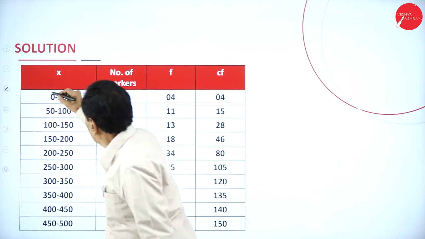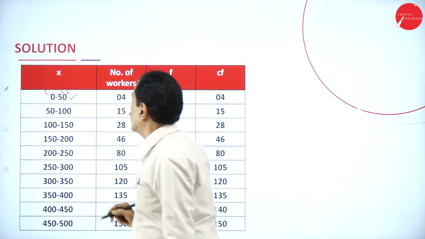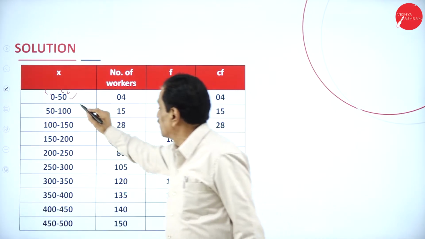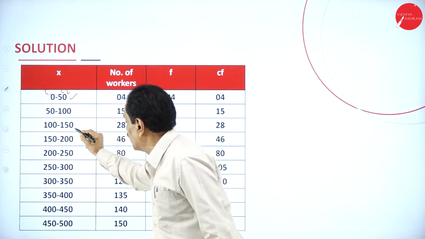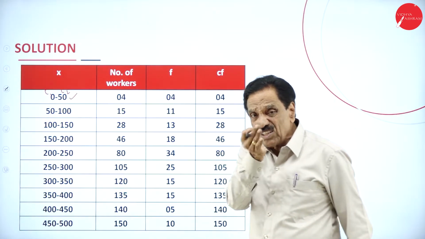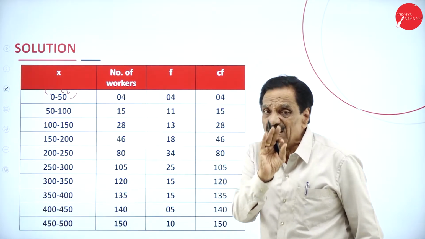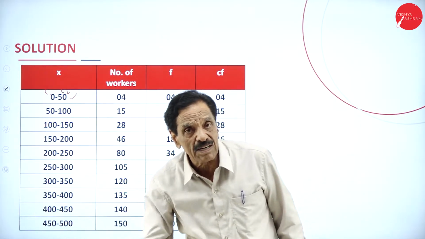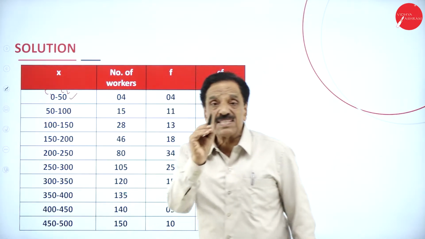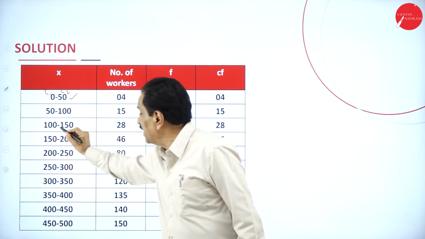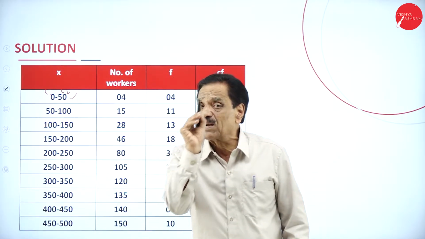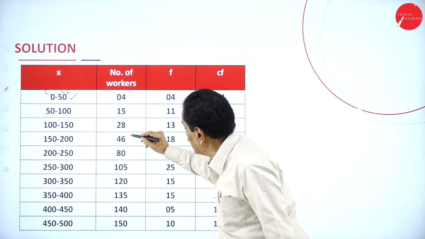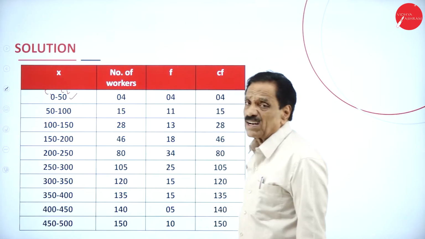This is called L1, this is called L2. The L2 of the first group becomes the L1 of the second group. See that? 50, 50, 100, 100, 150, 150, how it goes. It is a continuous series. That is why it is called the continuous series exclusive method. If you take 0, 0 is included, 50 is not. When you take 50, 50 is included, 100 is not. When you take 100, 100 is included, 150 is not, up to 149. The number of workers is 4, 15, 28, 46, 81, all increasing.